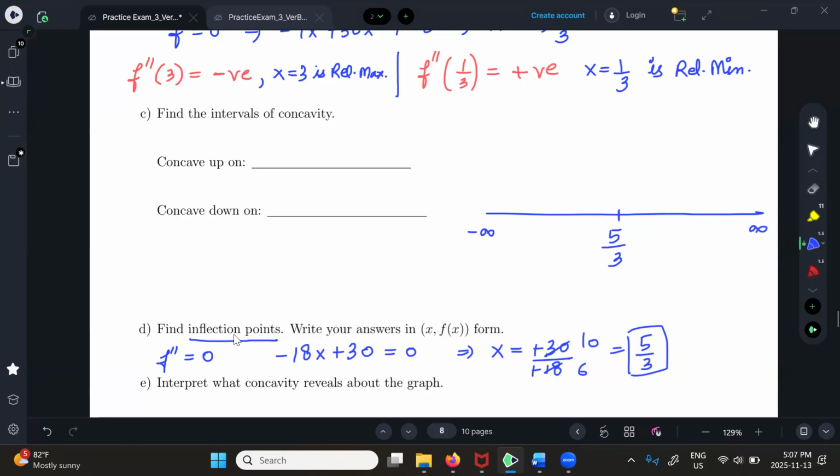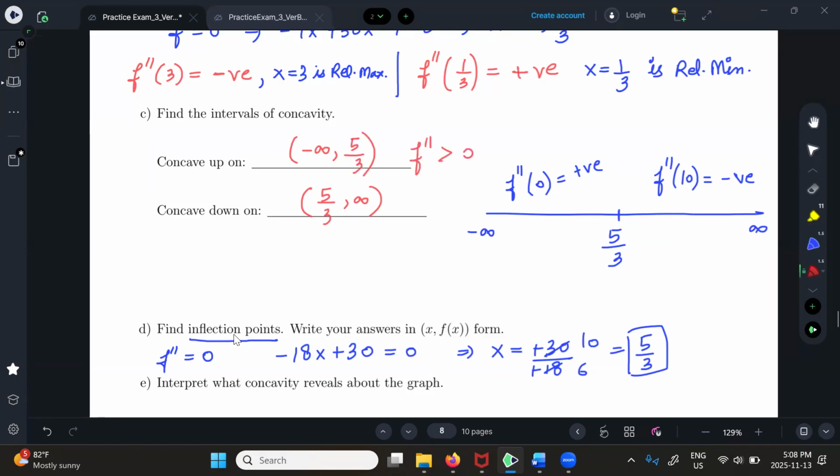F double prime of, pick a number, 0. If I put 0 here, I get positive, right? If I put a number, say 10 here, I get negative. Negative means concave down. Positive means concave up. Concave up means F double prime is greater than 0. This means F double prime is less than 0.